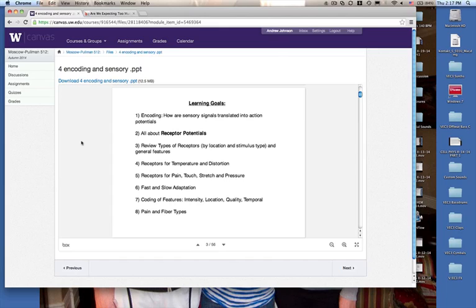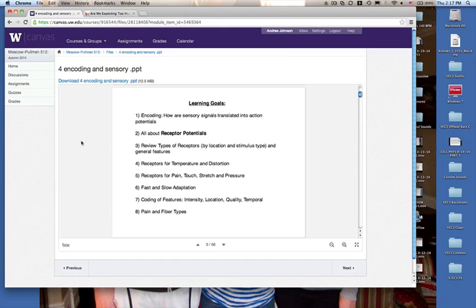Fast and slow adaptation, so we'll talk about what that means. And then how we code for different features. Intensity, so how do you detect how bright light is, or how loud a sound is, just how intense something is. The location, so you can detect the location of something. Rats can smell in stereo, so they can smell where something is because their nostrils are wired that way.